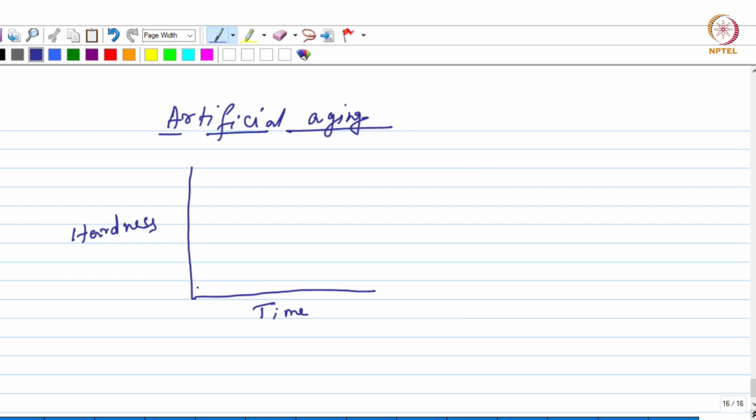This would depend on the alloy system as to what will be the exact sequence of the precipitation phenomenon. That will depend on the alloy system. So as we increase the time, the hardness would also increase.